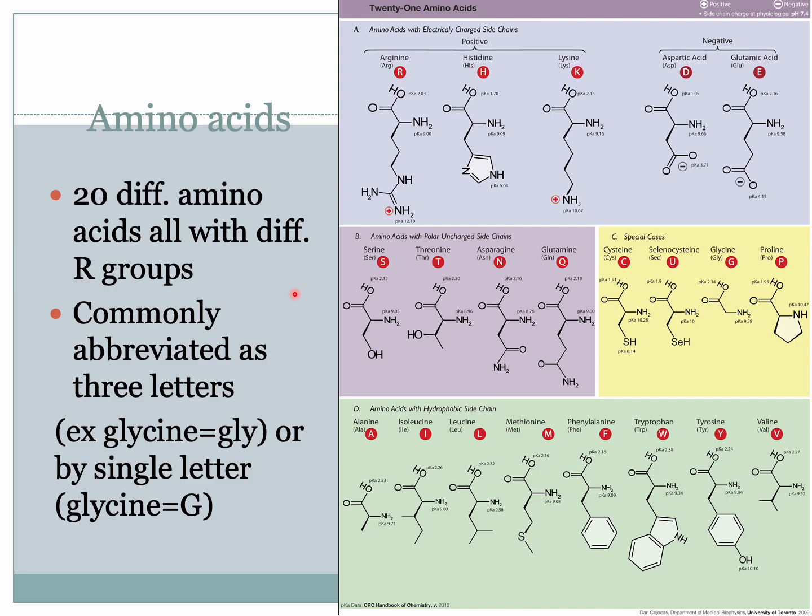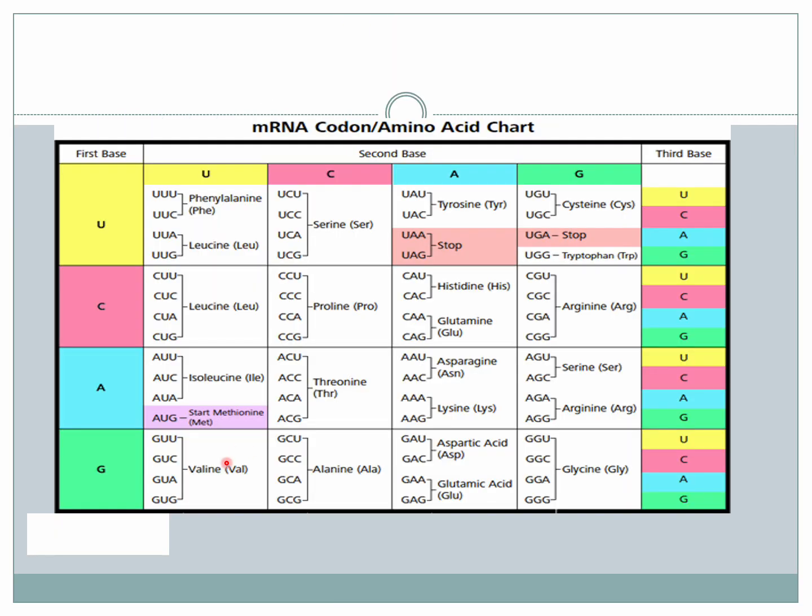There are 20 different amino acids, all with a different R group, commonly abbreviated with 3 letters, such as glycine is represented with GLY, or sometimes they'll do a single letter, such as just a capital G. We saw the 3-letter abbreviations when we looked at protein synthesis in pre-ACE biology. This was that amino acid chart that you would use when you were looking at protein synthesis.